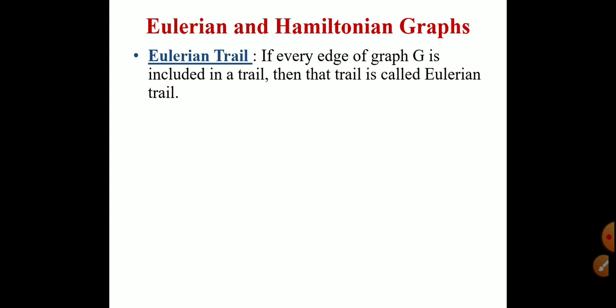Now the next concept, an important concept of graph theory, which is Eulerian graph and Hamiltonian graph. First we see Eulerian trail. Eulerian and Hamiltonian are names of mathematicians. Eulerian trail: if every edge of graph G is included in a trail, then that trail is called Eulerian trail. Now all of you are clear on the idea of trail. In the last lecture we studied the concept of trail.